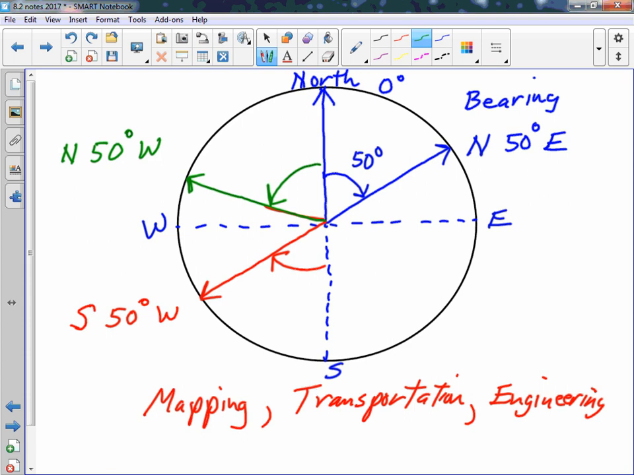So all of these come together to mess with your mind a little bit, but it's okay. We'll get used to them. At first, they might seem a little cumbersome, and they are, but it's okay. What's this one? Yeah, you guessed it. South 50 degrees east. So, confused? Probably. It's okay. We'll get used to it. We'll work with some of these.